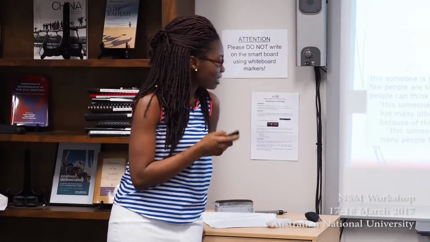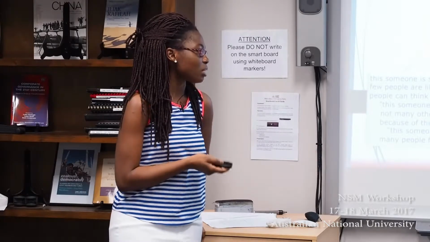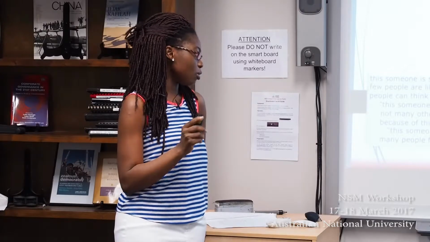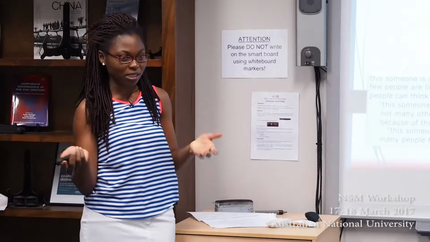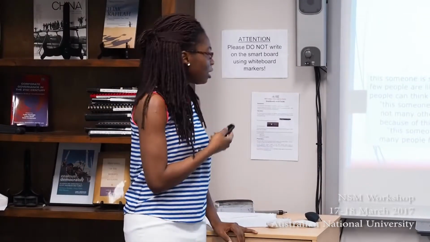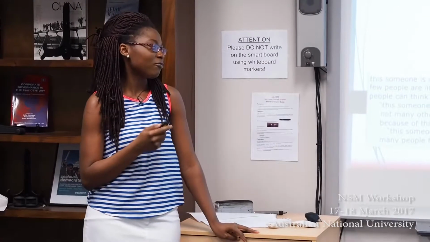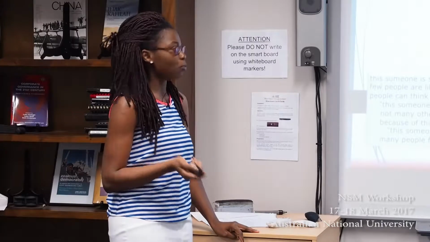So this someone is someone of one kind. Few people are like this someone. People can think about someone of this kind like this. This someone can do some good things for people. Not many other people can do things like this. So these people have special capabilities that other people do not have. Because of this, people can think like this: this someone is someone above many other people. Many people feel something good towards this someone.